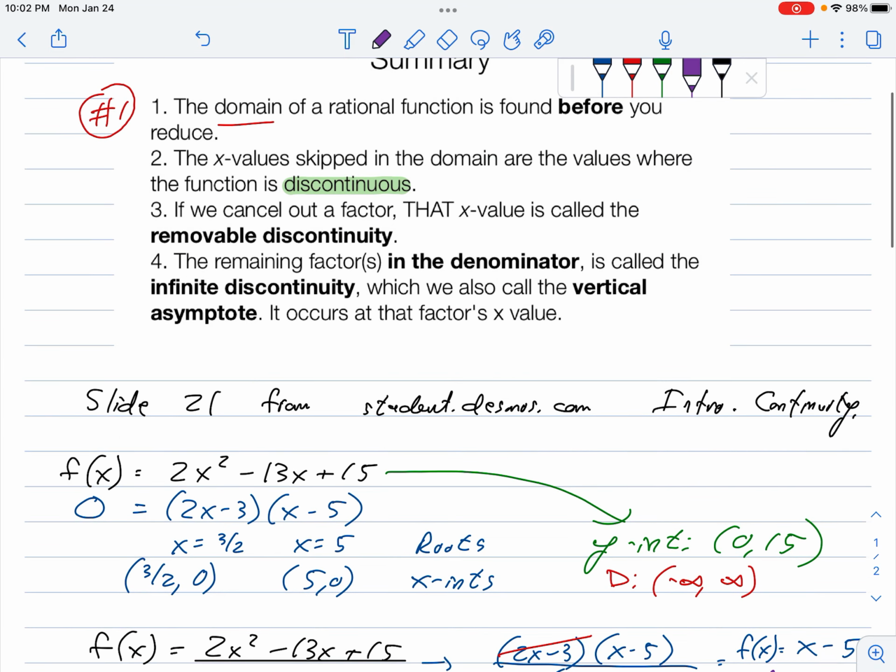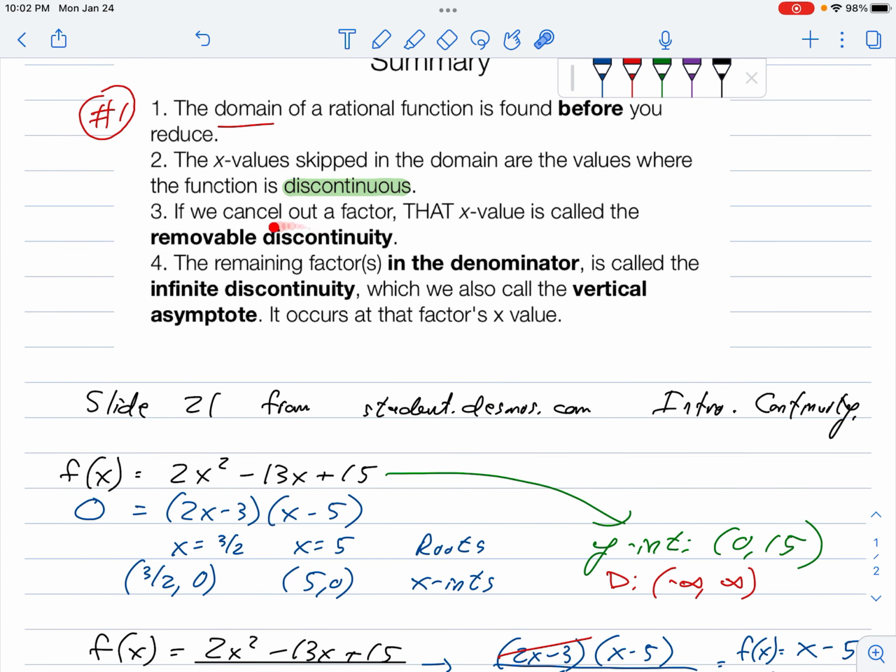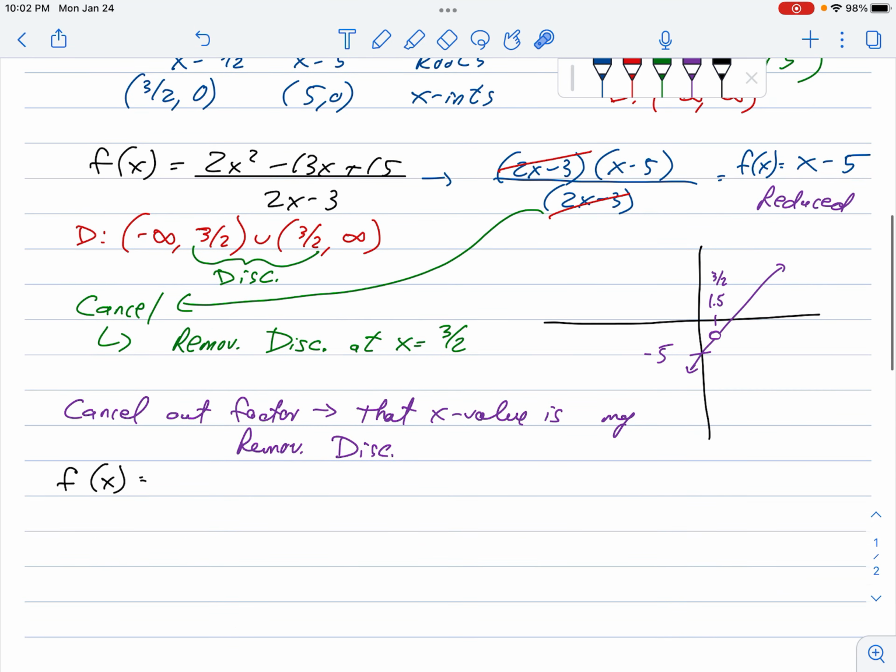Now that's summarized up above, so we don't need to write it again. Right? I wrote that up here. The removable discontinuity is whatever x value we cancel out. Whether it's on top or bottom, it doesn't matter. Obviously, it's kind of both here.